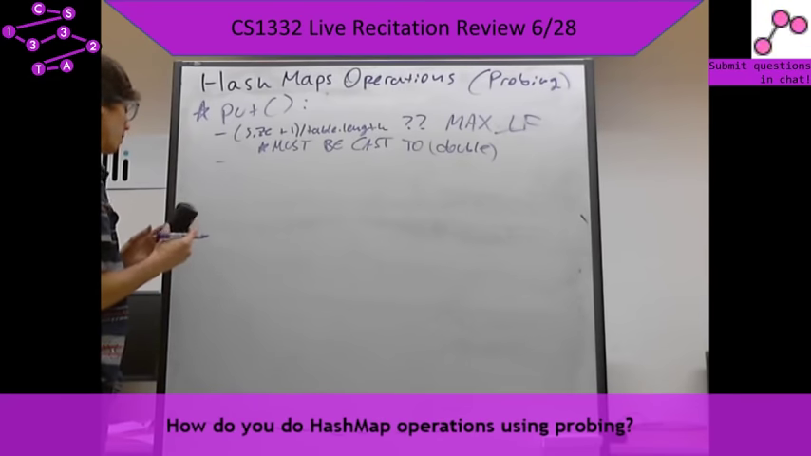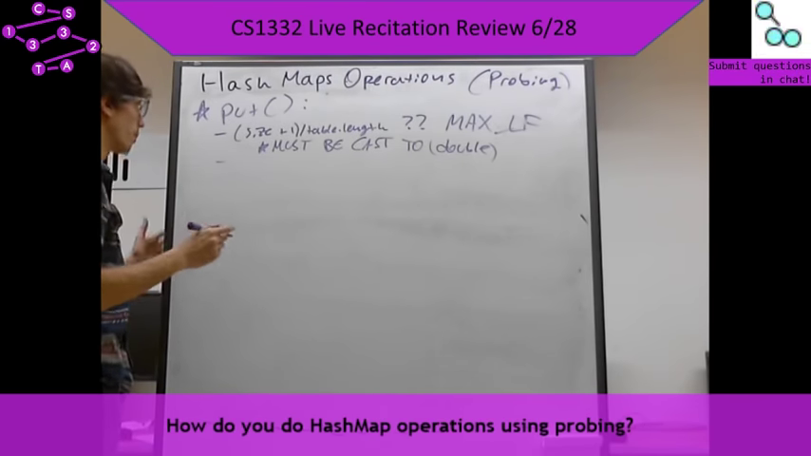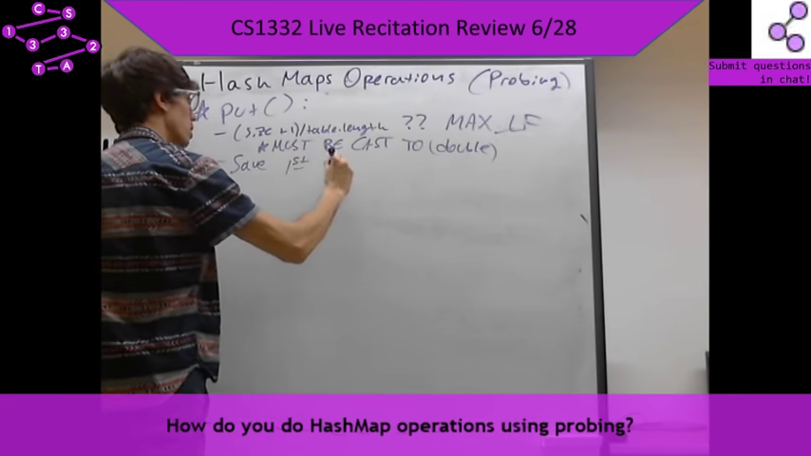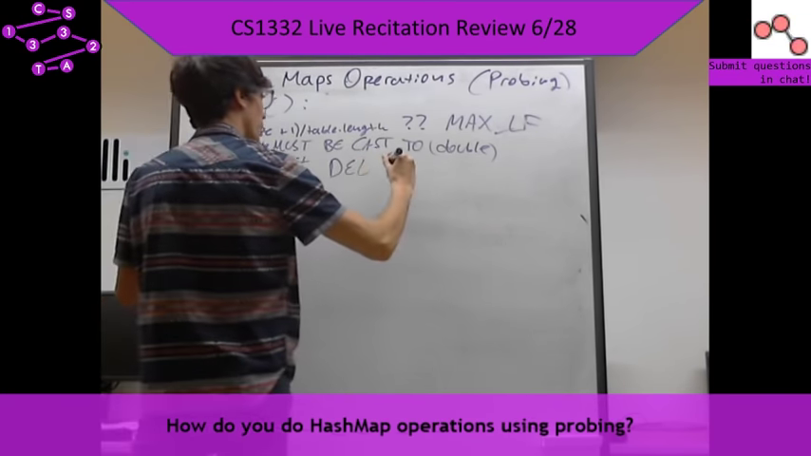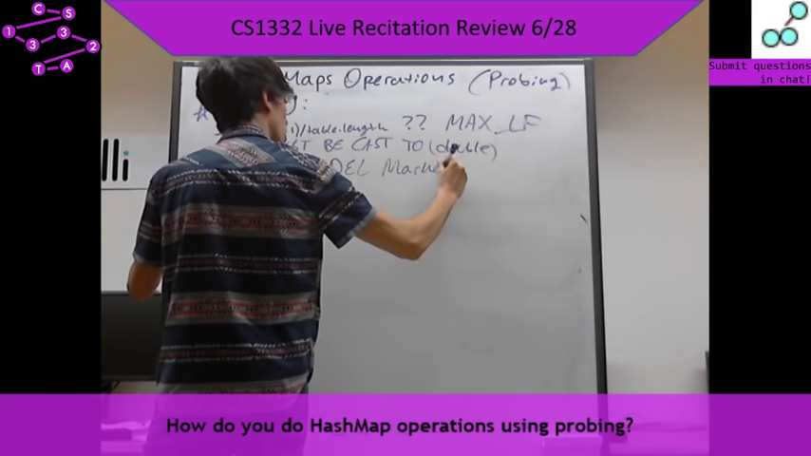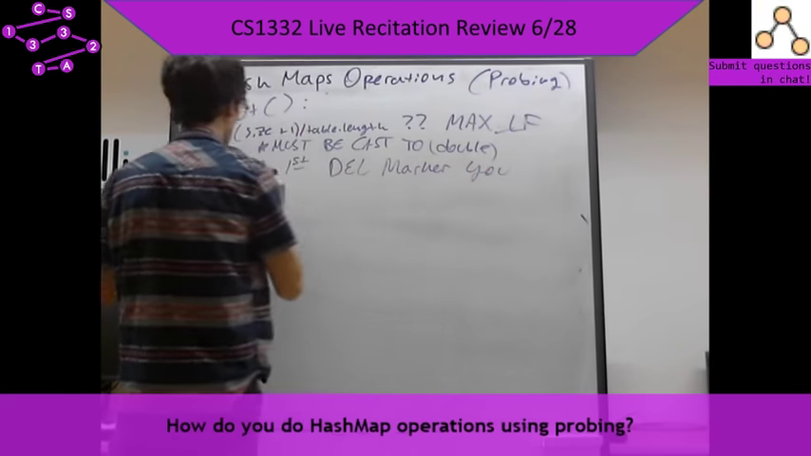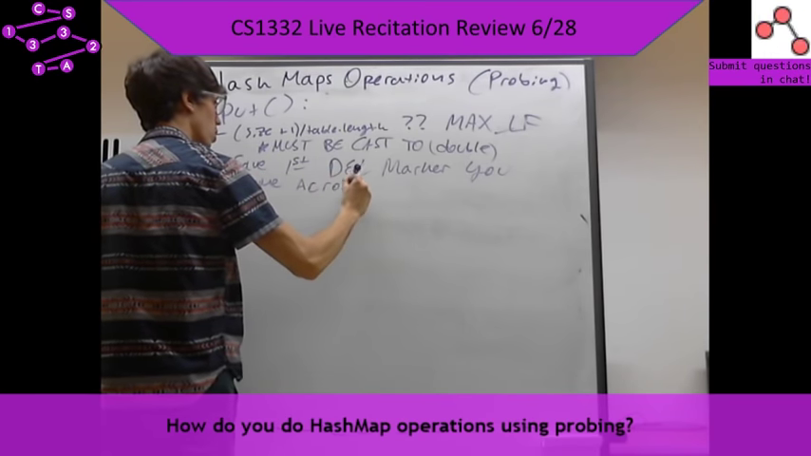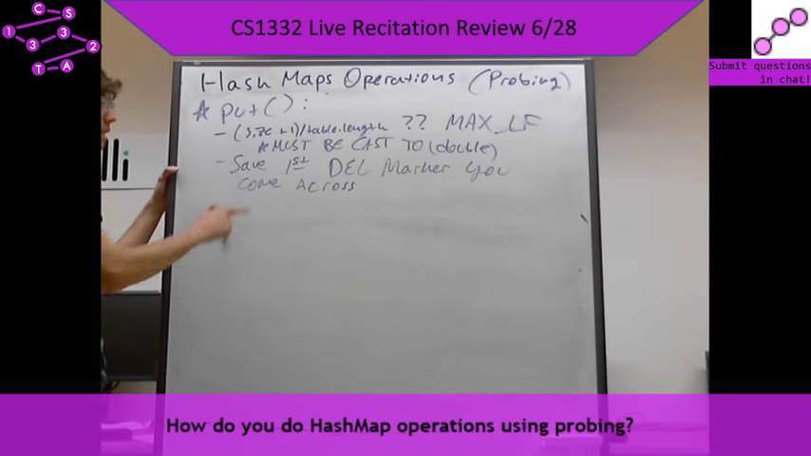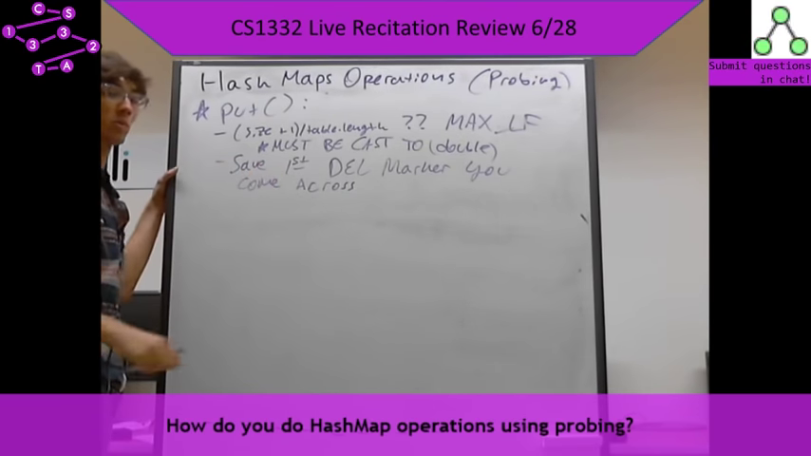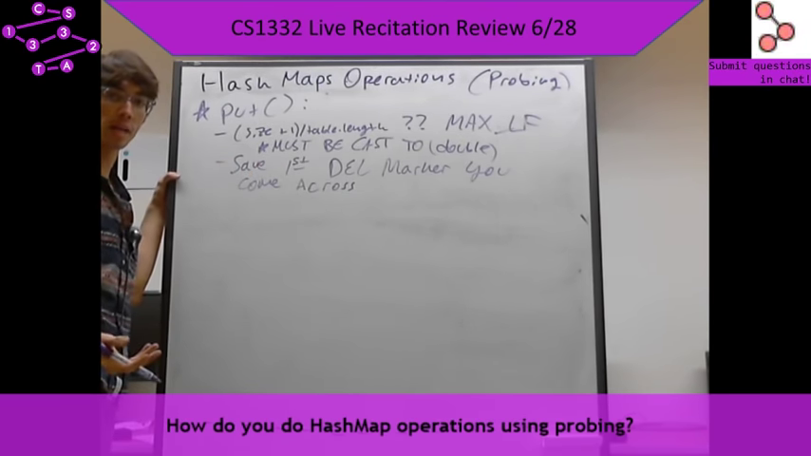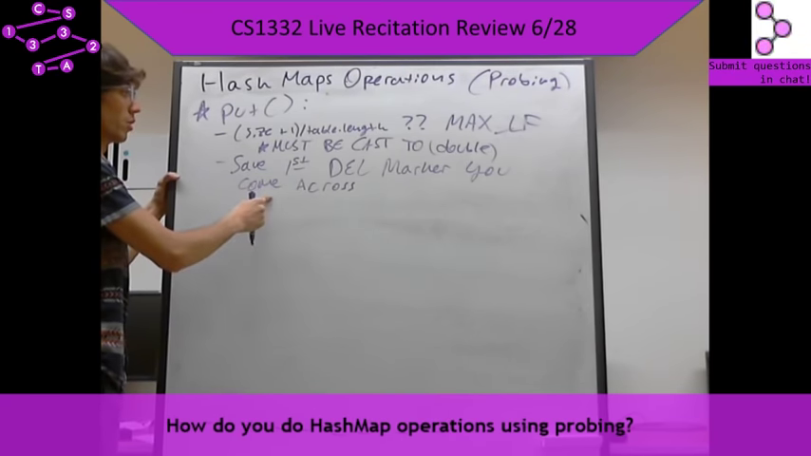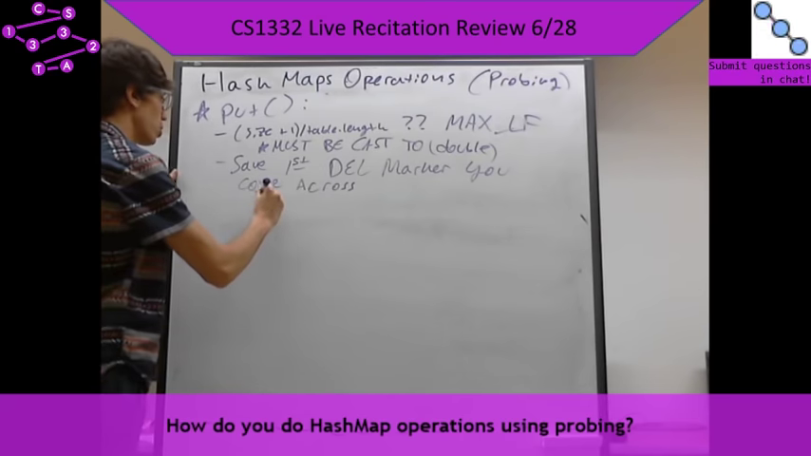The second thing I want to make sure you are doing in your put method is to save the first deleted marker you come across. Now, I say save the first one and only the first one. So you'll probably have to have some kind of Boolean flag in your code to illustrate that you're only grabbing the first one. Do keep in mind that you continue probing.